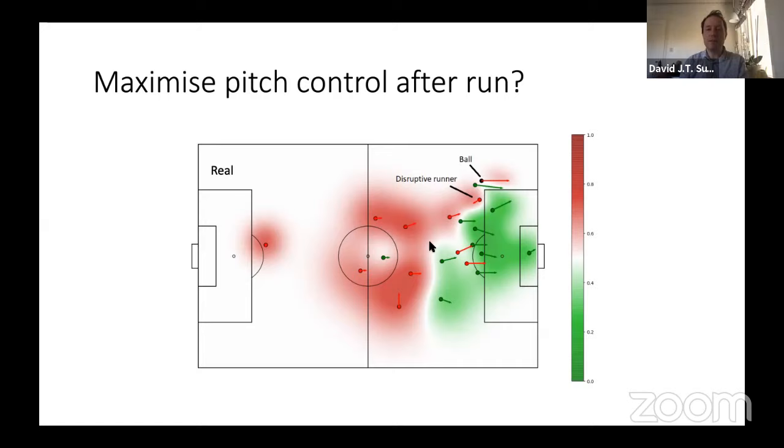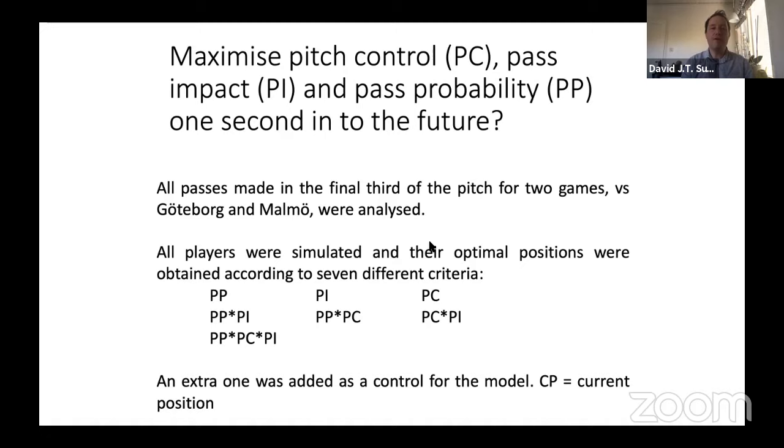And this is a maximization decision that's going on all day long for these football players. They're trying to think about what they are trying to maximize. When we're observing it using our spatial principles, we can think that maybe they're just maximizing these three different things. Sometimes they're maximizing pass probability, sometimes pitch control, and sometimes impact. And that's what we decided to formulate a model for. So now I'm finally going to get to the model that we formulated. We looked at the following idea: we want to maximize pitch control, pass impact, or pass probability 1 second into the future.